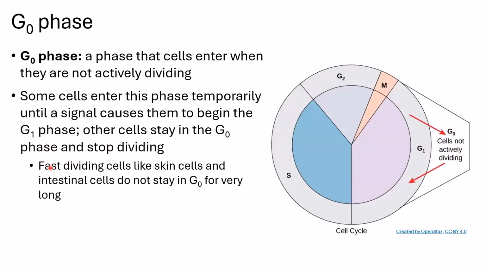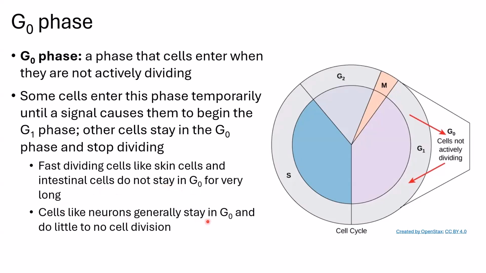Some cells that divide quickly, such as skin cells and the cells that line the intestine, do not stay in this phase for long. Cells like mature neurons generally stay in the G0 phase and do little to no cell division.